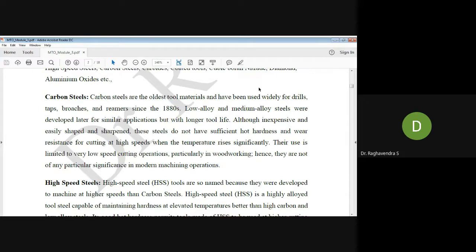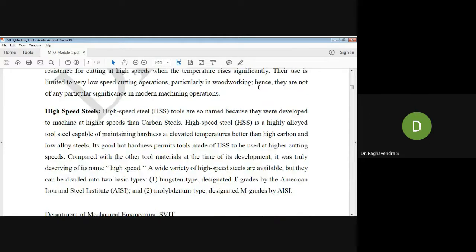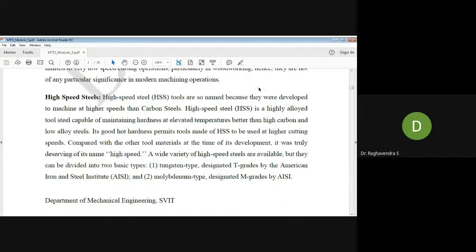Whenever you have to cut for a small operation, whenever the operation is in low speed, they will use this carbon steel. Next, high speed steel. What is that high speed steel or HSS? They will ask you in the examination, write a short note on high speed steel, that is HSS, carbon steel. Okay, you need to write this.